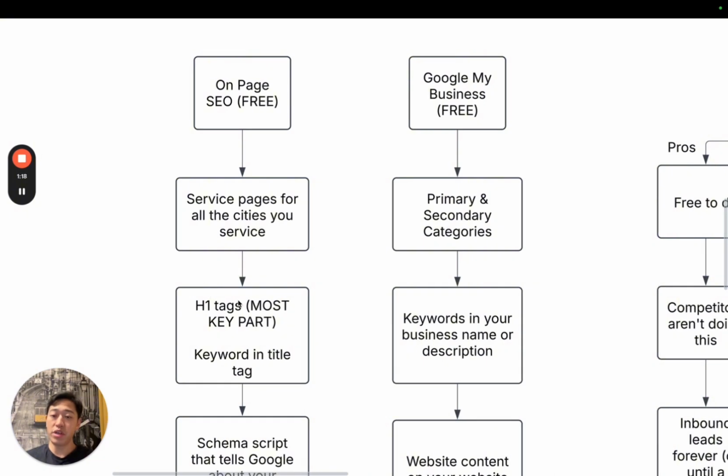Number two is the H1 tags. This is the most important part in terms of SEO for your pages. If your website doesn't have any service pages or doesn't say what city you're currently servicing, for example, roofing in Houston, Texas, or pool building in Houston, Texas, or HVAC installation in Houston, Texas, you need to have that as your H1 tag so that you can rank for those keywords, because Google puts a priority on these H1 tags over everything else.